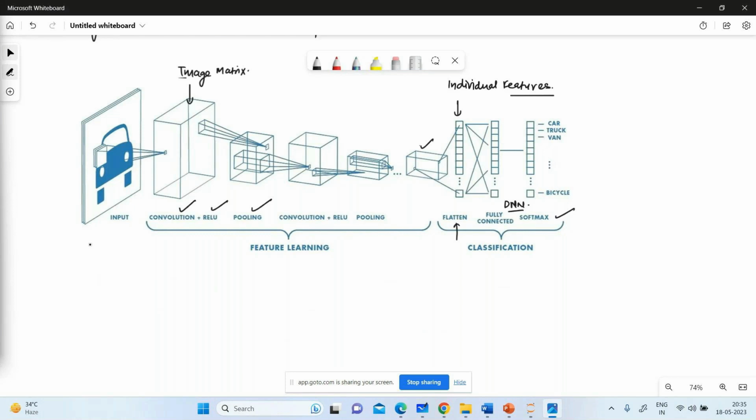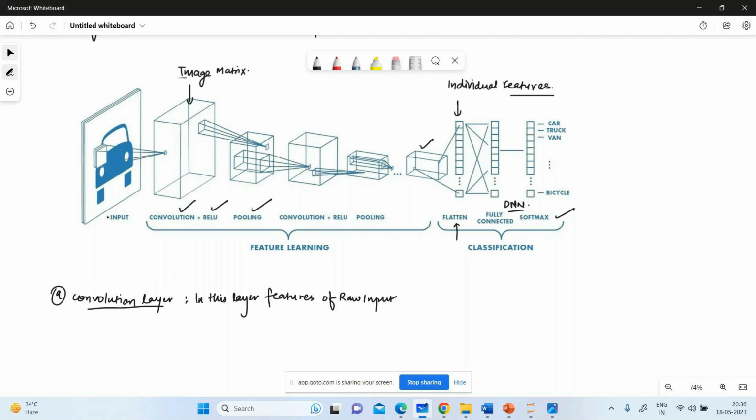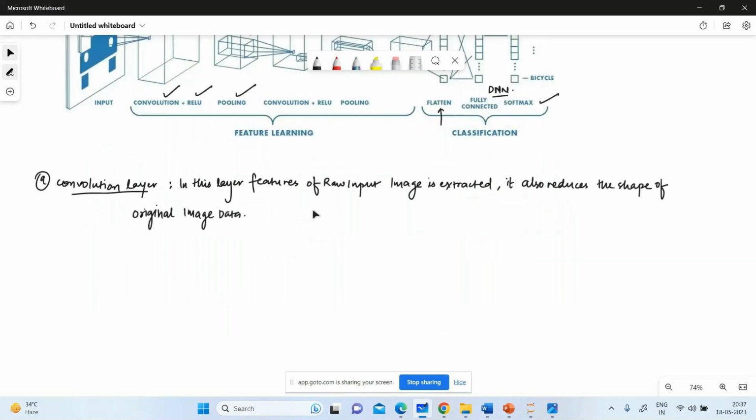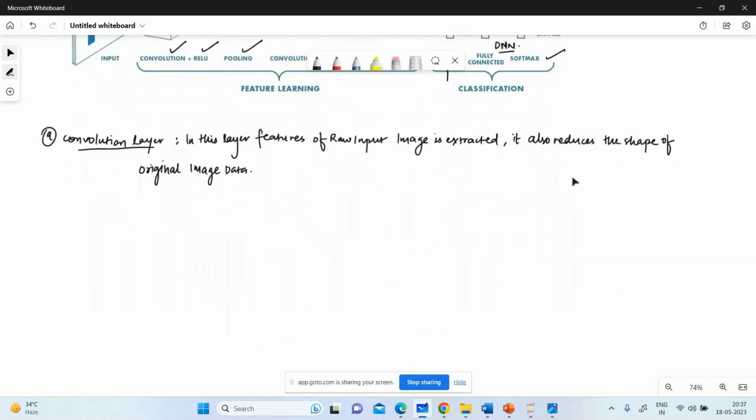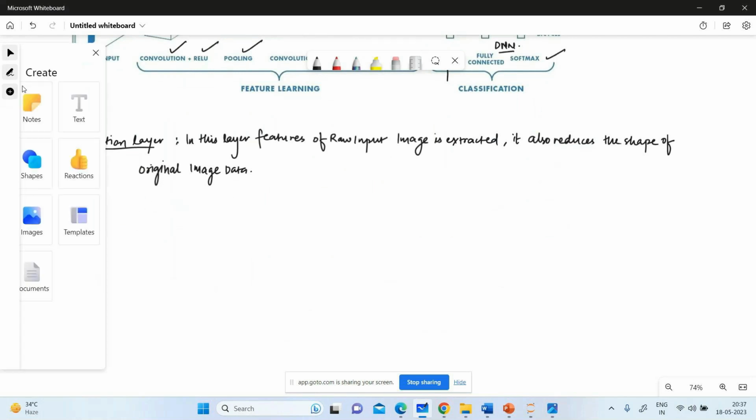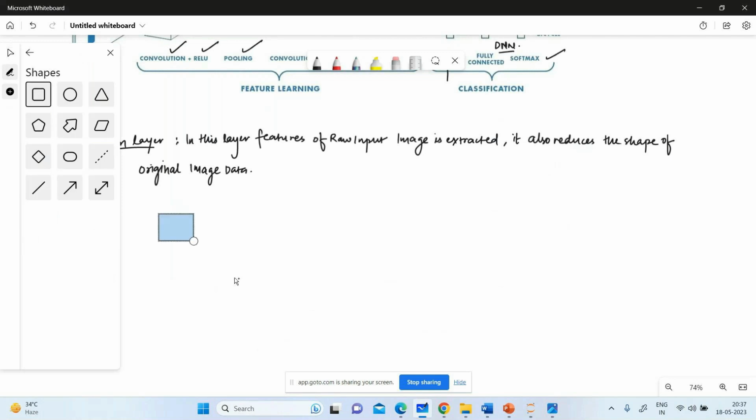First step is the convolution layer. In this layer, features of the raw input image are extracted. It also reduces the shape of my original image data. So features of the raw input image are extracted and it also reduces the shape of the original image data. Let's bring out the shape of the features.